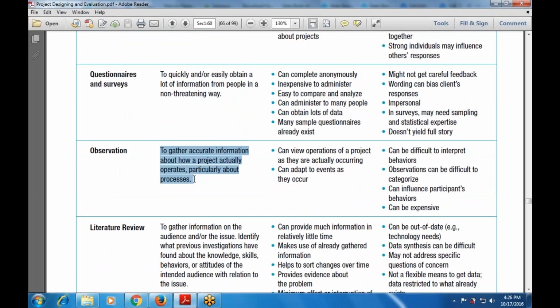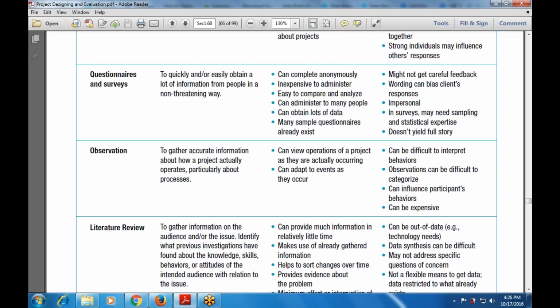Next one is the observation. Observation, in the sense, is the next tool, where we can observe by going to the people, by going into the scenario. That is observation. So to gather accurate information about how a project actually works and operates, particularly about the process, that is observation. We can simply say that this is live, because everything is live, about how the project actually works.